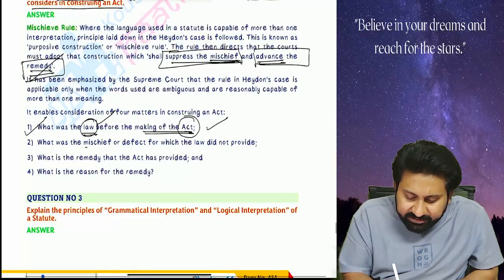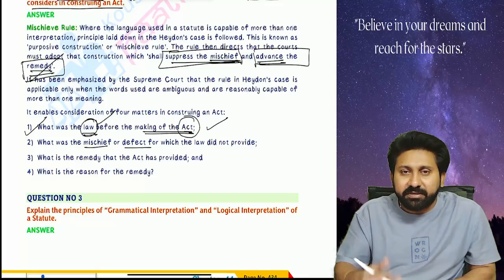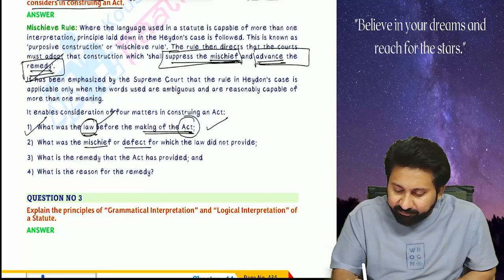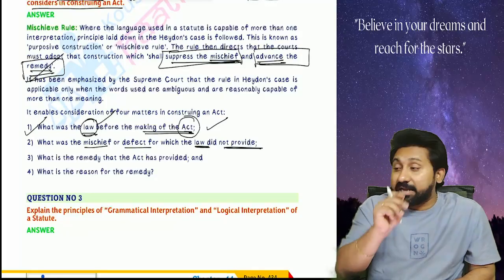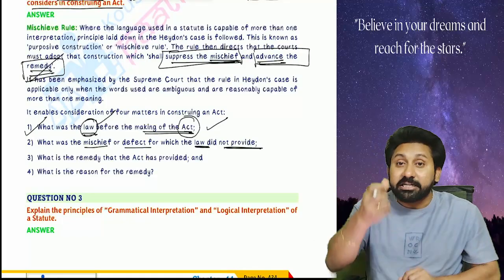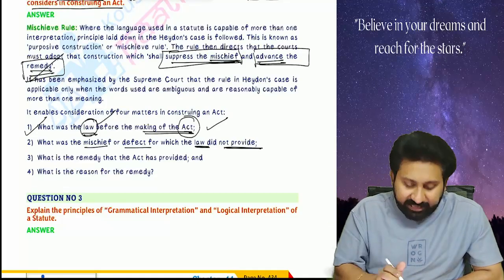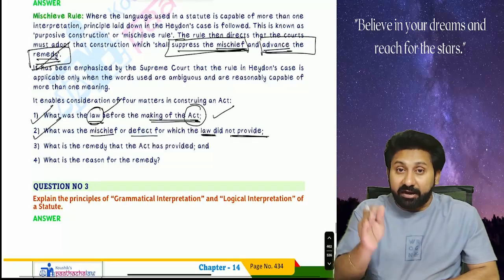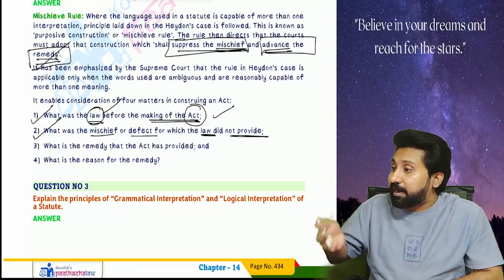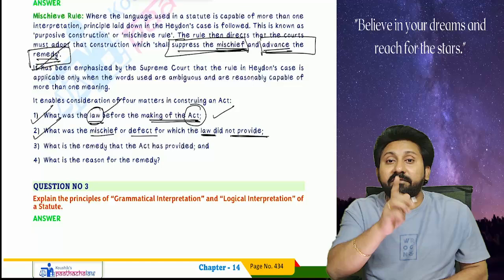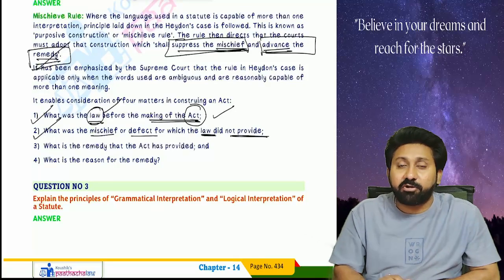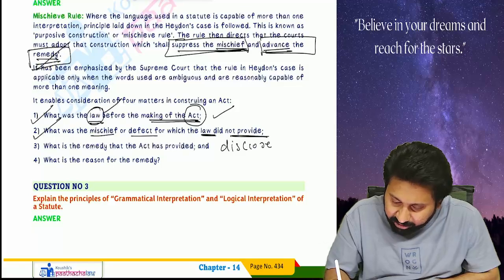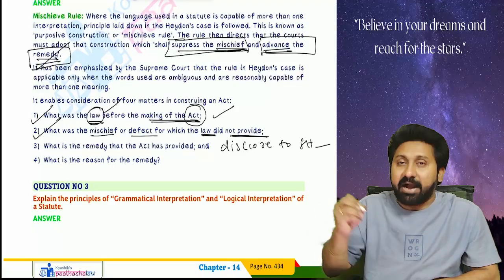What was the mischief or a defect? Mischief means the mistake or defect for which the law did not provide. The previous Companies Act did not provide for strict regulations on related party transactions. What is the remedy that the act has provided? The Companies Act has provided that whenever you enter into a related party transaction, disclosure to shareholders is mandatory.